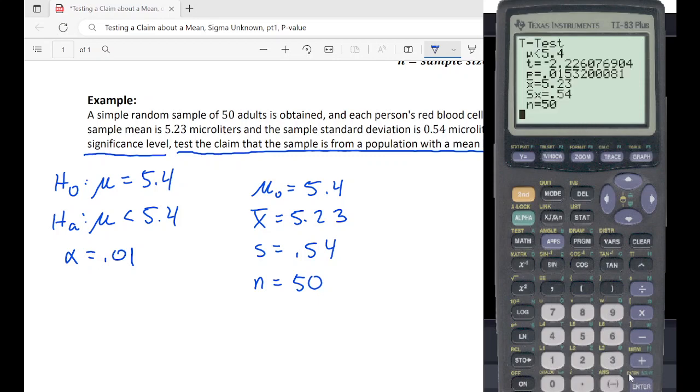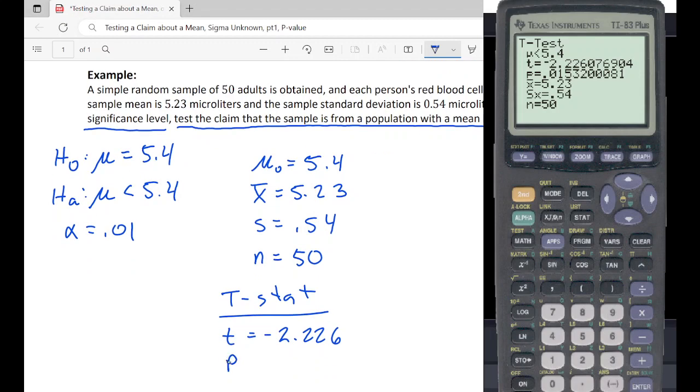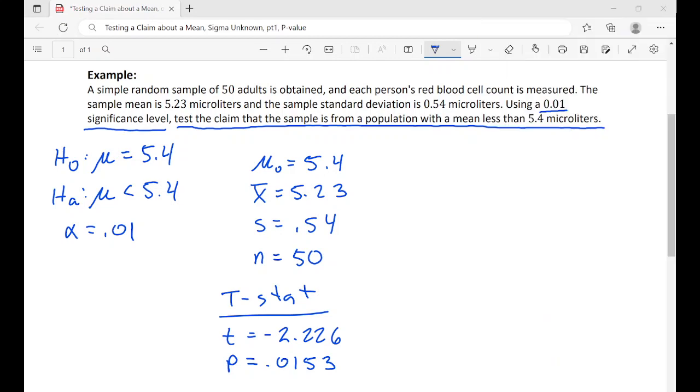It's going to think about it, and it's going to give us our test statistic and p-value. So our t-stat here, t, is going to be negative 2.226, and our p-value is going to be 0.0153. And that's all we need from the calculator, so let's get that out of the way.